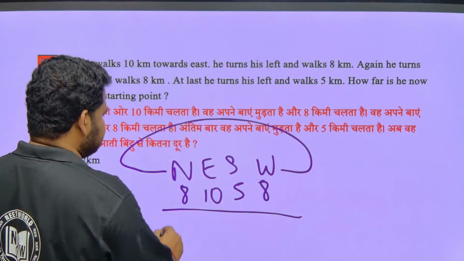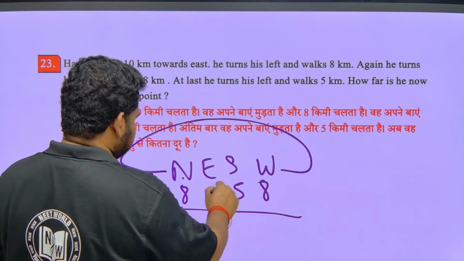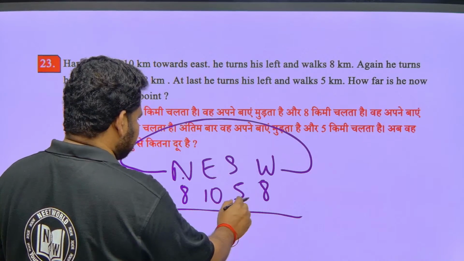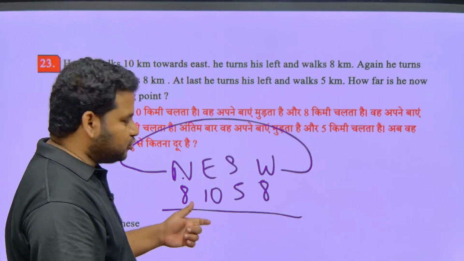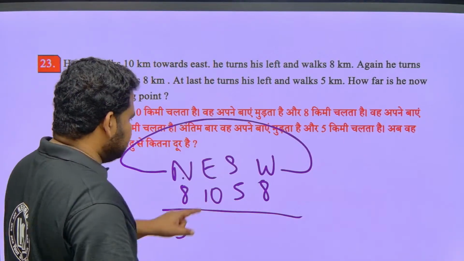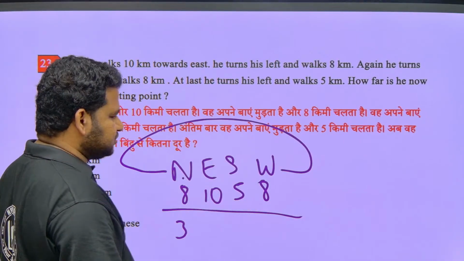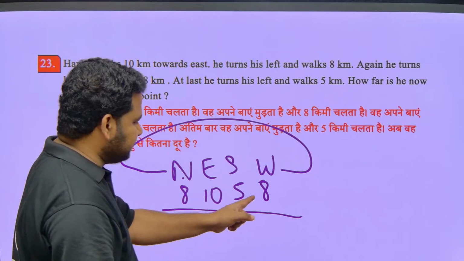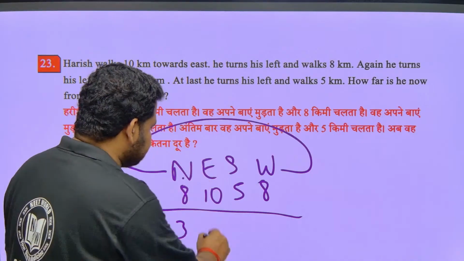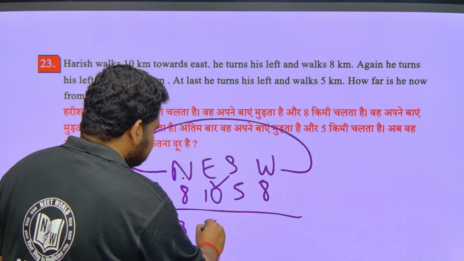Now, what I can do is take the difference between north and south, which is 3. But where should I write 3? I should write it under north because 8 is a bigger number than 5. East and west, the difference is 2 because 10 minus 8 is 2. I should write it under east because 10 is a bigger number than 8. So, this is the point.